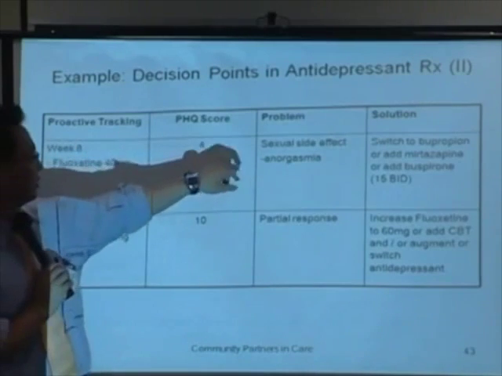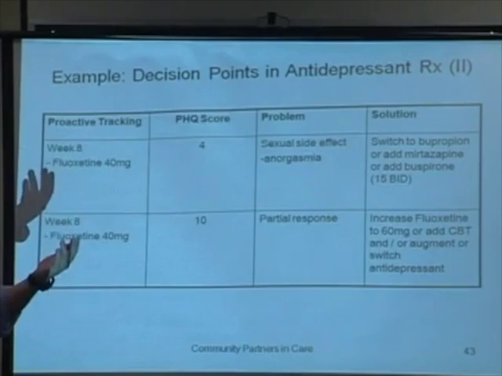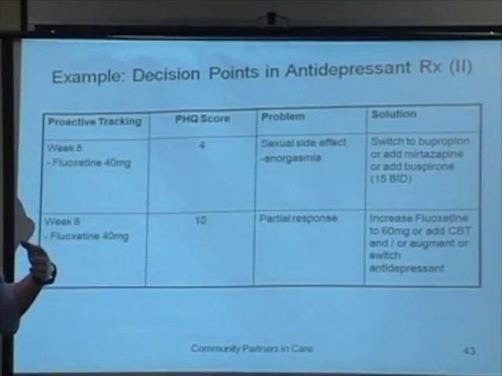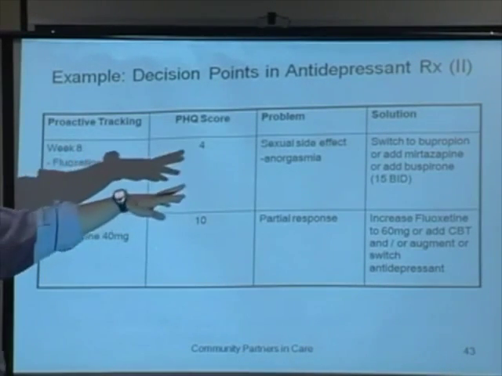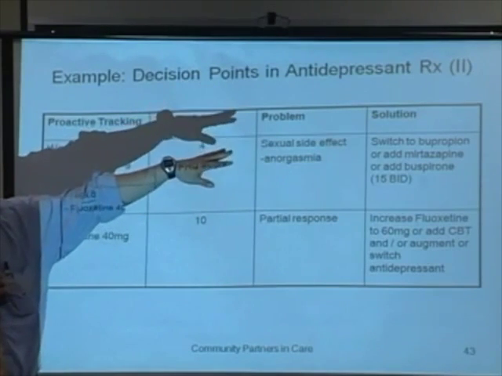But let's say their problem was anorgasmia, which is not so pleasant. A good thing to do would be to switch to another medication. I'd actually probably just add another medication because I hate to mess with something that's working, if at all possible. So I'd add something like mirtazapine or Buspar or even bupropion.